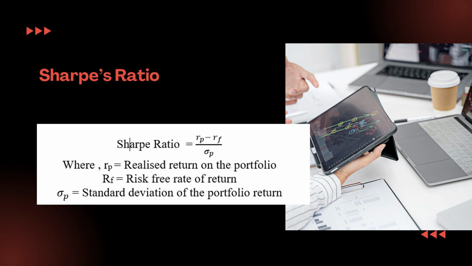The formula for calculating Sharpe ratio is stated on the screen, which is Sharpe ratio equals Rp minus Rf divided by sigma p, where Rp is realized return on the portfolio, Rf is risk-free rate of return and sigma p is standard deviation of the portfolio.